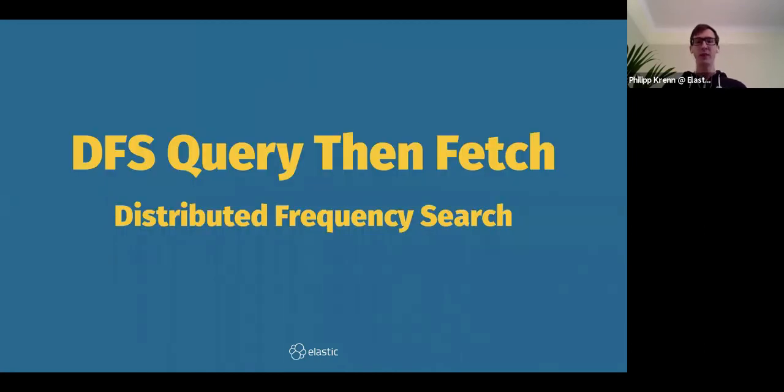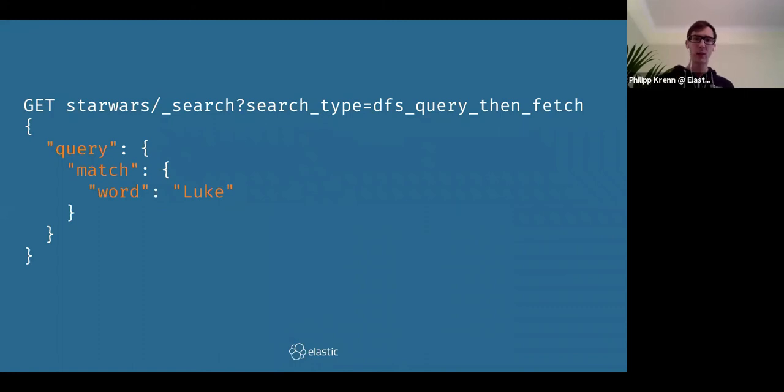How you could fix this is you could add DFS, distributed frequency search, query then fetch. What that basically does is it adds one step before the query then fetch to even out the statistics. So you will have another round trip where the coordinating node will tell the shards, tell me how many Lukes you have. And then for the actual query, it will include and say, hey, by the way, overall, there are 64 Lukes. So keep that in mind when you calculate the IDF. You could add that to the query.